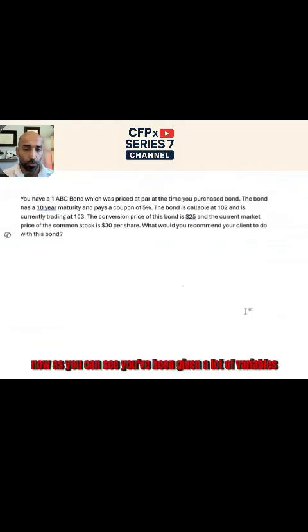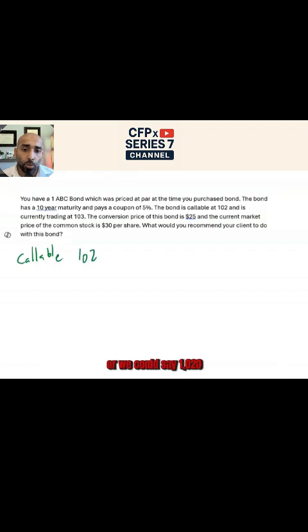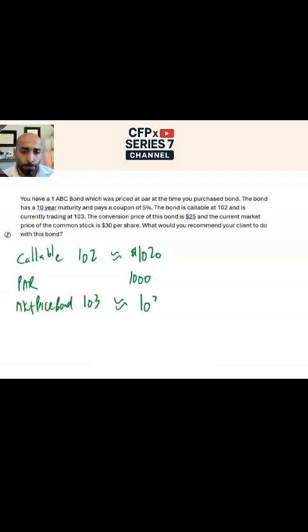Now, as you can see, you've been given a lot of variables. So first, once again, understanding the variables is super important. Now, we know that the bond is currently callable at 102, or we could say 1,020. We know the par value on a bond is $1,000. We know that the bond is currently trading at, so the market price of the bond is at 103, or we could say 1,030.